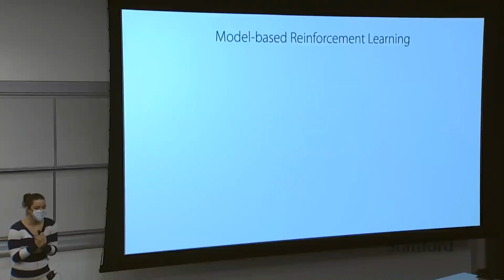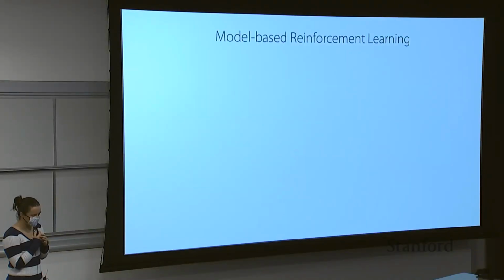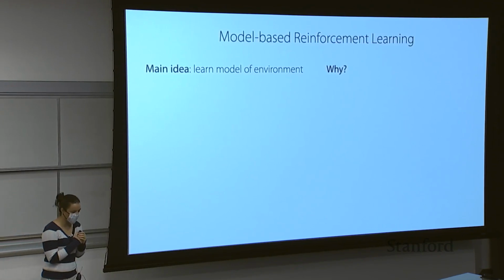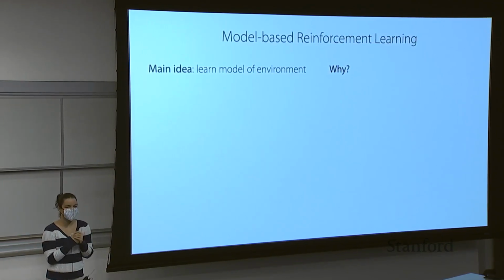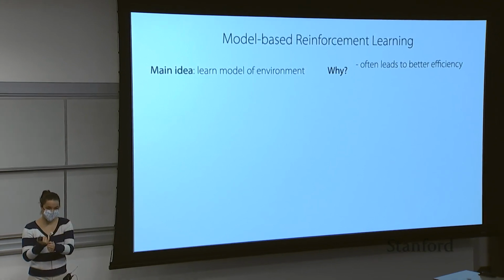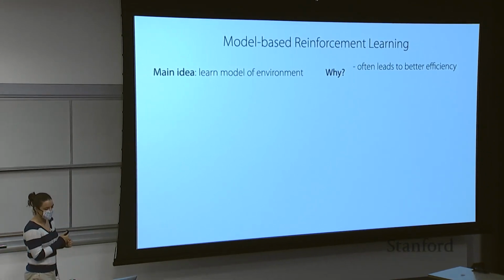Okay. So in model-based reinforcement learning, really the main idea here is to learn a model of the environment. And what I mean by that is we're actually going to try to learn what the next state is given the current state and action. We're going to actually learn how to predict the future, basically. And this can be useful because if you can learn a model like this, it often leads to better data efficiency because then you can query that model rather than the true environment. And you can also reuse this model across different tasks.